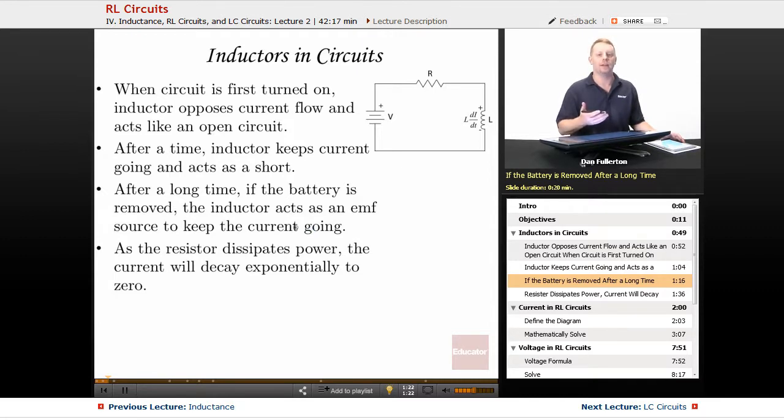So you can almost think of an inductor as something that likes to oppose change. If there's no current flow in the circuit, it doesn't want current flow. But after you eventually get it going for a while and you stop the current flow, it wants to keep it going. As the resistor dissipates power, of course, the current will decay exponentially to zero as you use up that energy. So, standard RL circuit diagram: our source of potential difference, resistor, and our inductor. Something important to note as we go through these analyses: the electric field inside that inductor is zero.